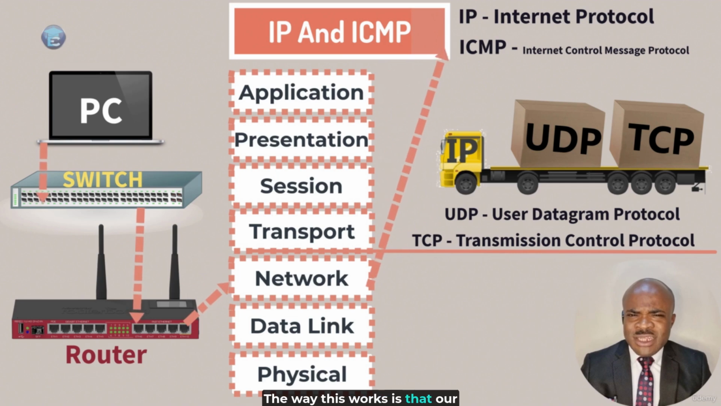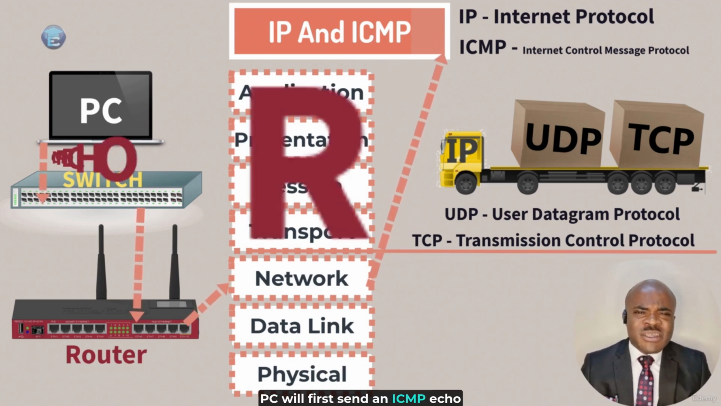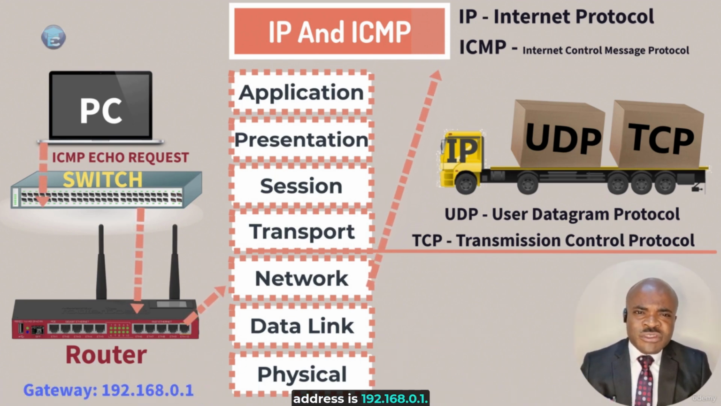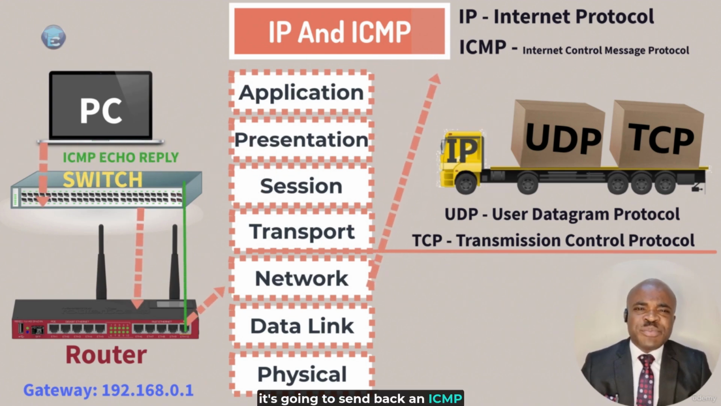The way this works is that our PC will first send an ICMP echo request out to the router's IP address. In my network, we'll test this out in just a bit so you see how it works. My local default gateway IP address is 192.168.0.1. That's on my virtual network that I'm using in the lab. If the router successfully receives the message, it's going to send back an ICMP echo reply back to the PC, letting the PC know that the router did receive the initial ICMP packet.